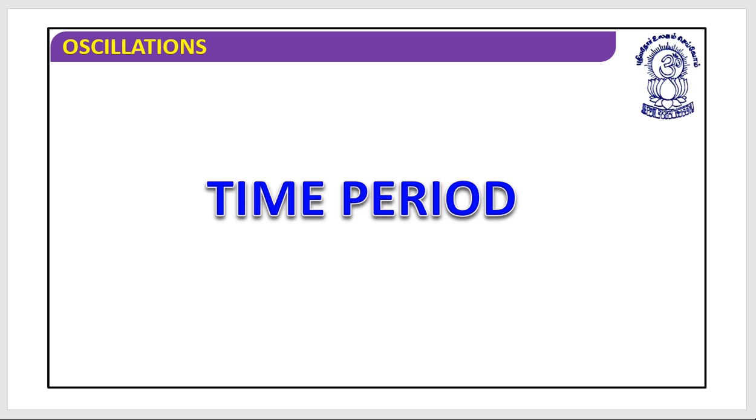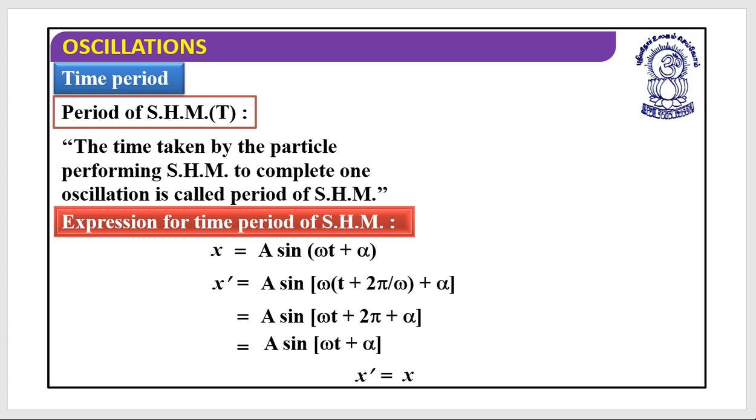In today's class, first we will discuss the time period. Let's have a look. How do we calculate the time period? The time period is the time taken by the particle performing SHM to complete one oscillation. It is known as the period or time period of an SHM. So how do I find out the time period? Let's see the expression for the time period of an SHM.